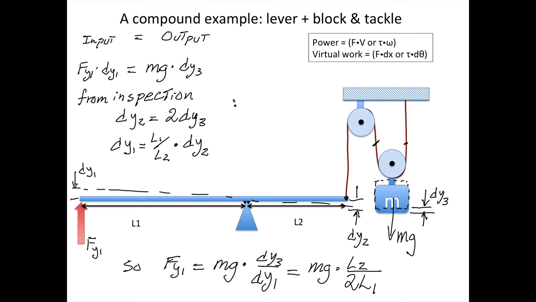And what you see we've been doing here is saying that the input work, which is F times dy, has got to be equal to the output, in this case mg times dy3. By balancing them and figuring out the ratios of motion, we can get the forces.